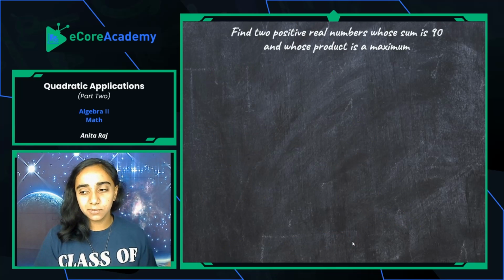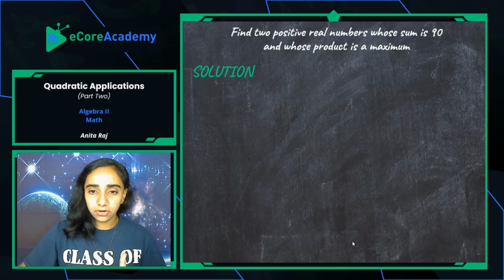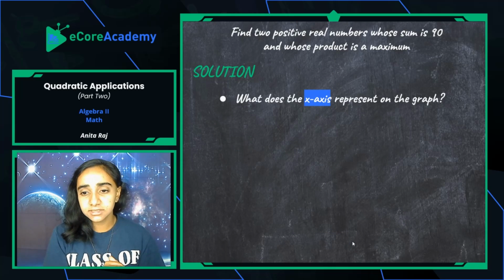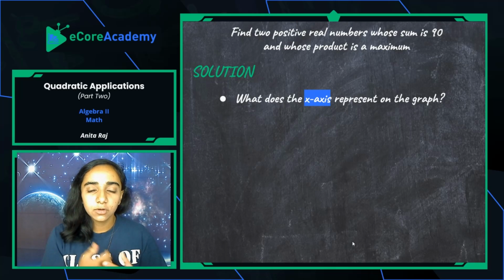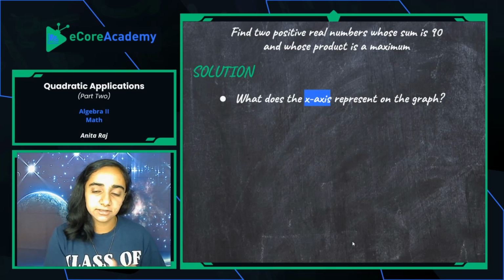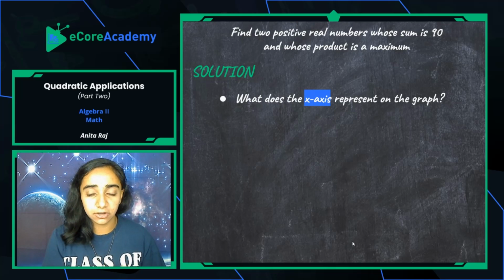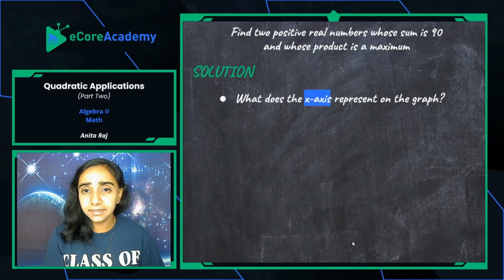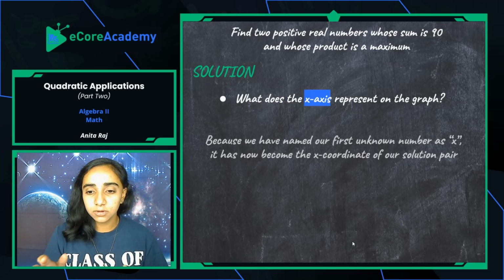So again, the main idea is at the top of the screen. So here is the problem. What does the x-axis represent on the graph? Remember, it was the second part of the question. Well, our x-axis, remember, is our horizontal axis. It is our independent variable. So what does it represent on this graph? Remember, our function is p equals 90y minus y squared. Well, what does it equal?